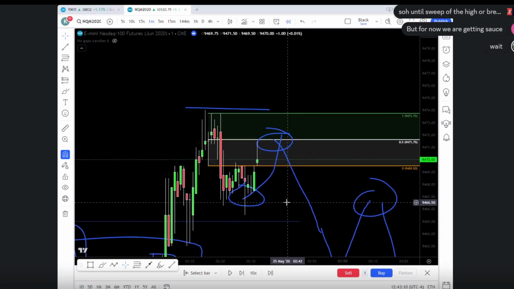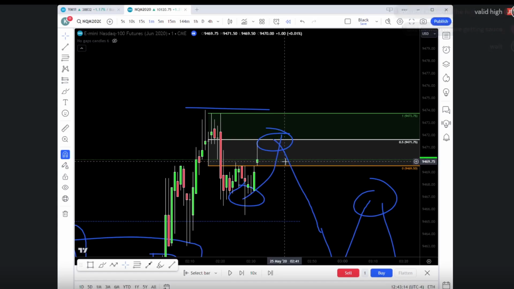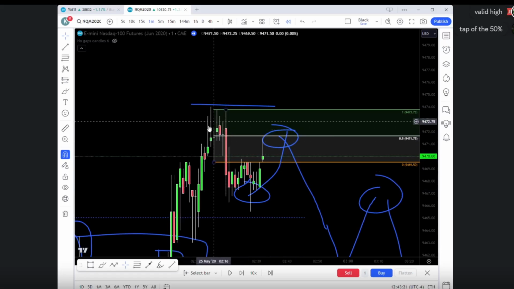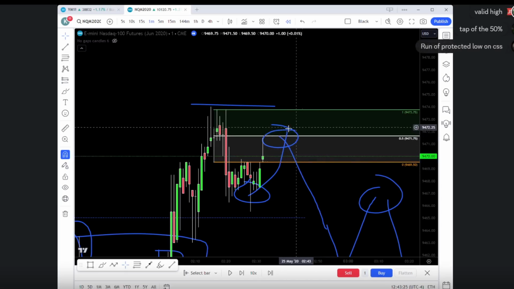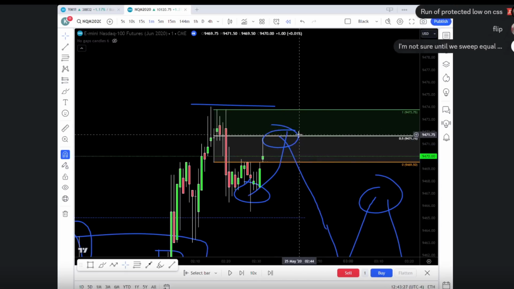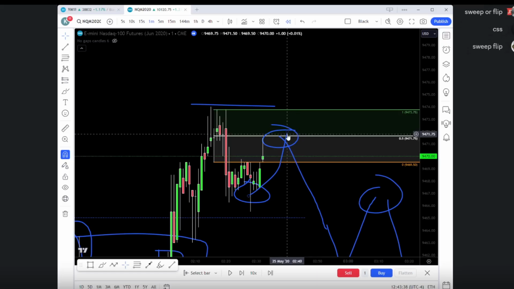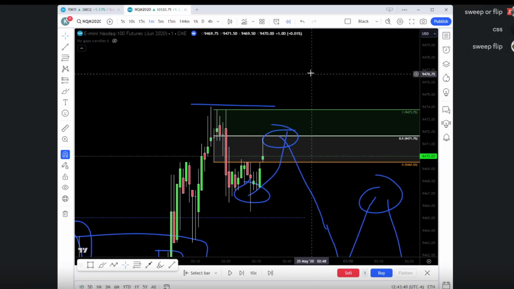Right? What are we waiting for to get involved? We've got our valid high in here. Right? What do we want to see to get involved at the 50%? Flip or inducement. Sweep, tap, flip, right?